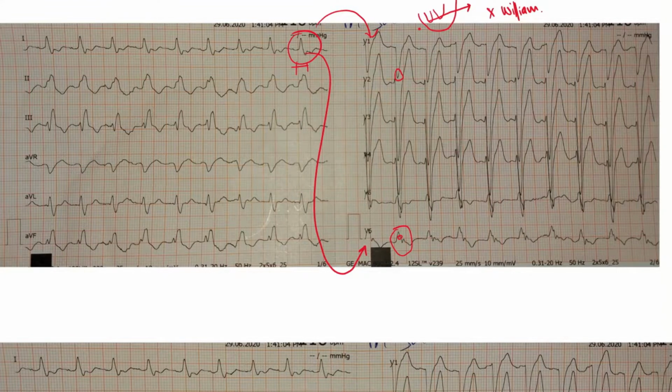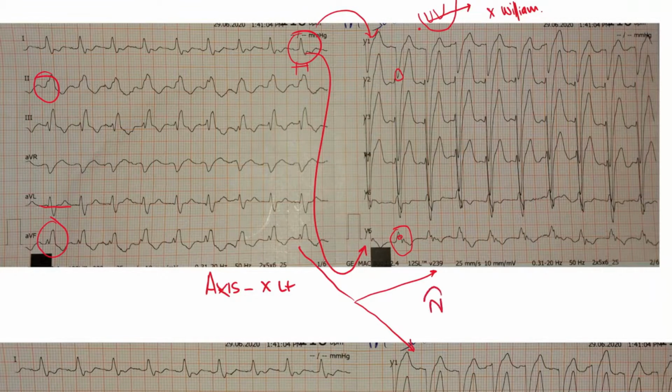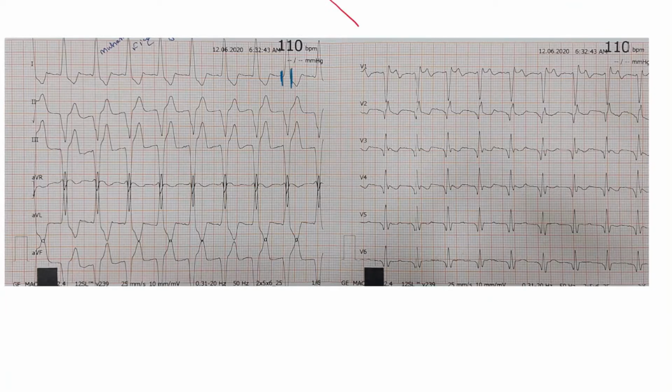Let's look at if there's some sort of axis deviation over here. So you can see a biphasic complex in aVL, and if we use the 3-lead method or the biphasic lead method, you can tell that the axis is pretty much at 90 degrees to lead aVL. So in this condition, that was pretty much a normal axis.